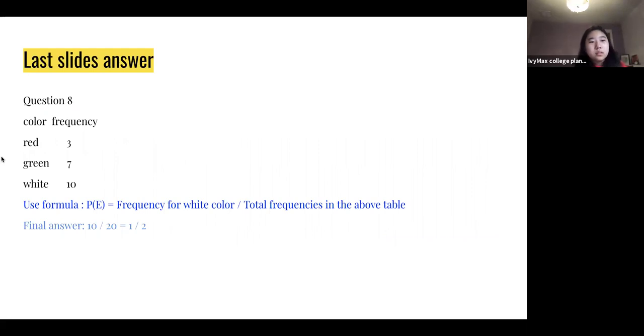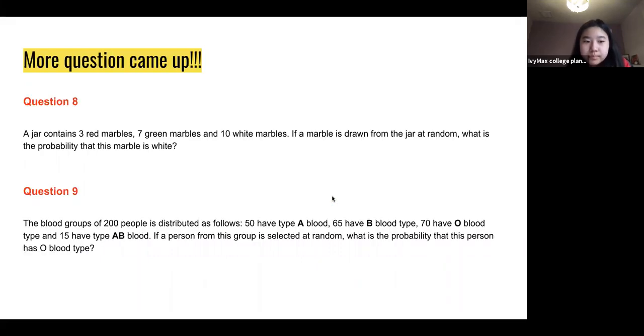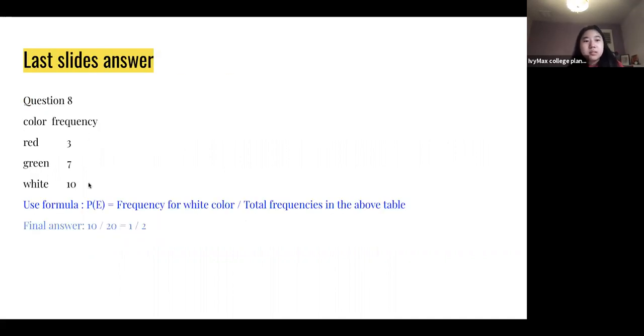You can also make a table so you can understand how many there are, just like this. Next, for question 9, you can try it by yourselves. You can make a table just like question 8 to help you understand.